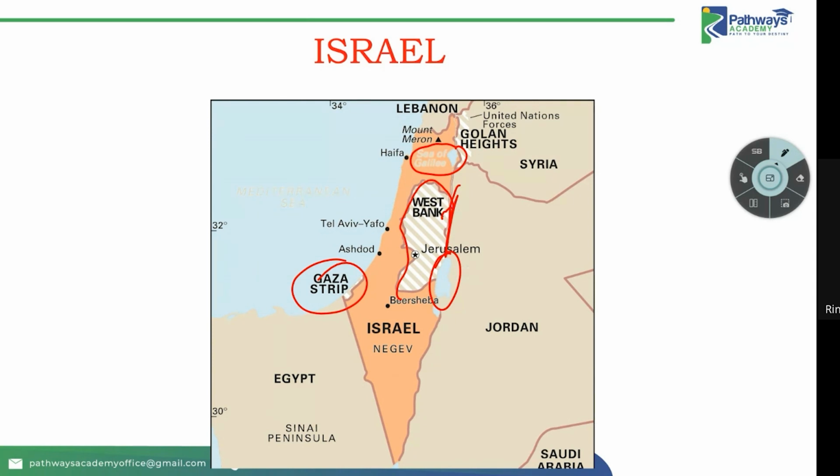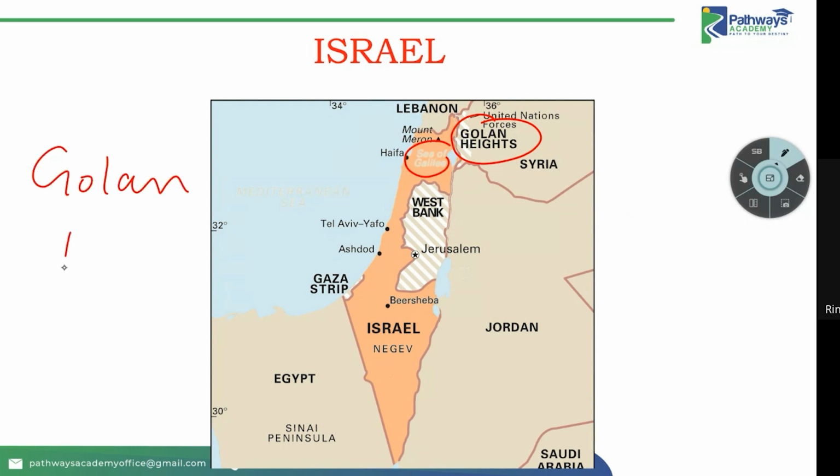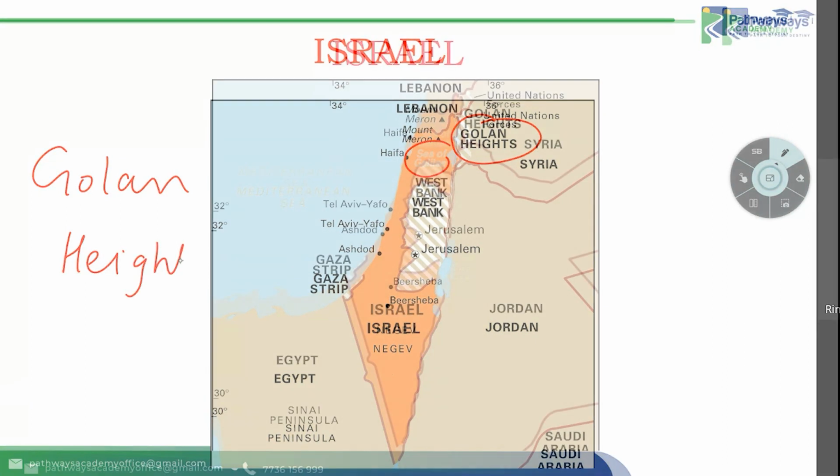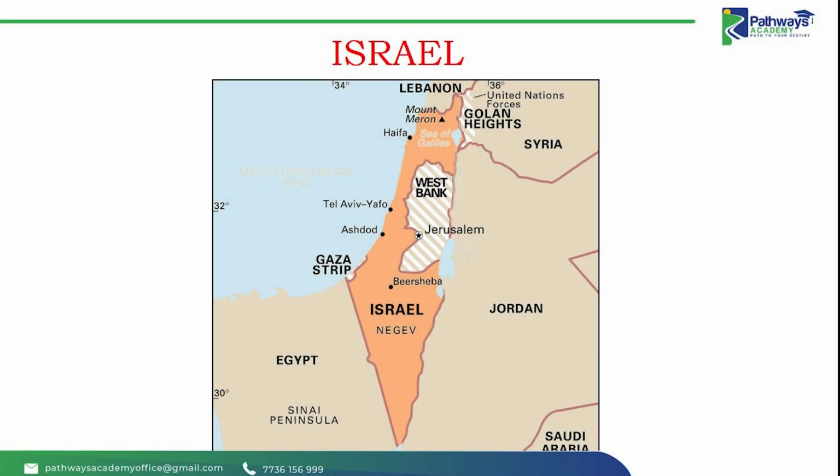Which disputed territory is sharing border with the Sea of Galilee? That is Golan Heights. Golan Heights is a territory that belongs to Syria. When the Seven-Day War happened, Israel annexed this territory from Syria. Now it is in the possession of Israel, but it is not actually the territory of Israel, it is the territory of Syria. So it's a disputed territory between Syria and Israel.